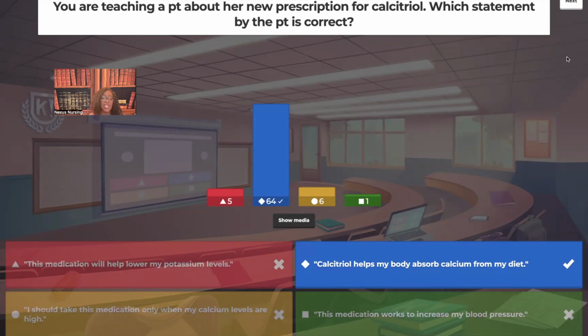I should take this medication only when my calcium levels are high. What is the one word, guys? What is the one word in that answer choice that made you know that was wrong? Quickly, quickly. Thank you. Only. The minute you saw only, you should have said and kept it moving. Next, this medication works to increase my blood pressure. No, it doesn't. Absolutely not. Again, it's an active form of vitamin D. It helps you to absorb calcium.